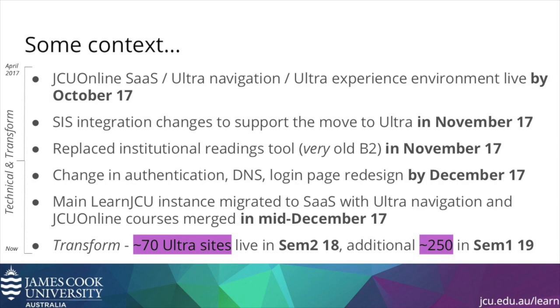On top of that, we have had the Transform project running in parallel, which is run by our Transformations Educational Design team to support our academics. And as a result of that, in semester 2 of 2018, so right now, we have around 70 Ultra sites that are live, and we'll be putting another 250-ish live for the start of 2019.